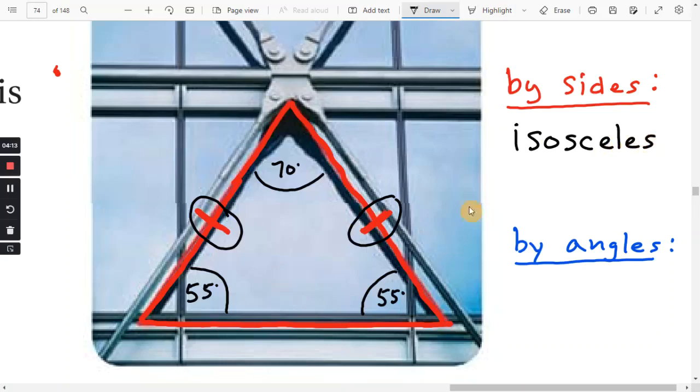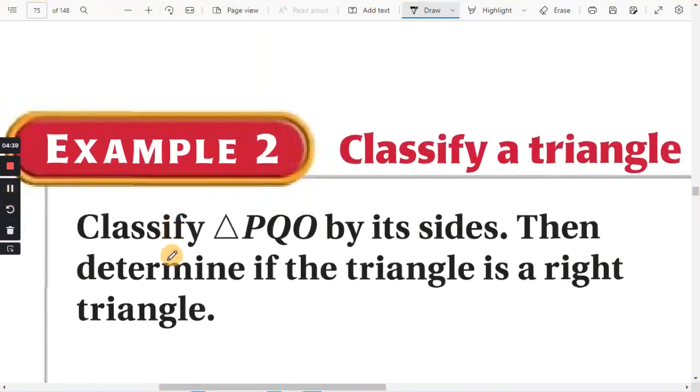And if you do it by angles, we have 55, 55, and 70. Those are all under 90 degrees. Those are all acute angles. So 3 acute angles is considered an acute triangle. So this triangle is both isosceles and acute. Example 2, classify triangle PQO by its sides, then determine if the triangle is a right triangle.